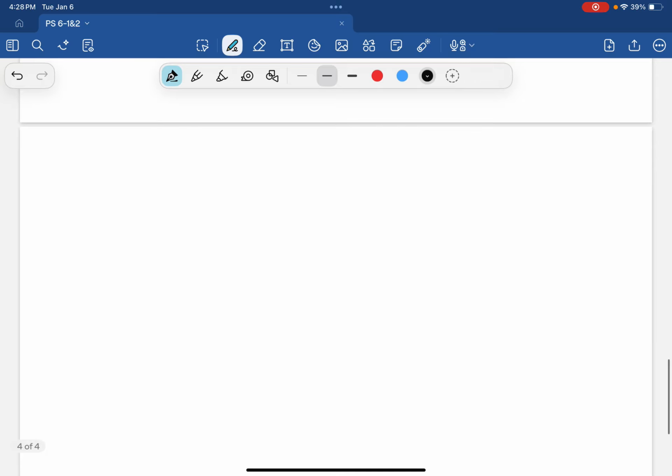Let's do question 2. Solve for all the angles and sides of the triangle, and we have three side lengths given. And so for this one, we're just going to use law of cosines for every single angle. I'll show you guys.